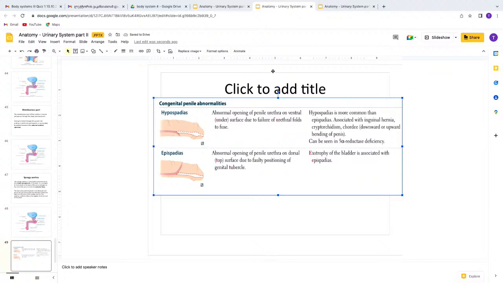Hypospadias is more common than epispadias, and it is sometimes associated with inguinal hernias and undescended testes. It can also be seen in 5-alpha reductase deficiency. Talking about epispadias, it is again an abnormal opening of the urethra, on the dorsal surface of the penis, and it is less common because hypospadias is much more common. Symptoms are the same, everything is the same, and we do an operation to make it normal.